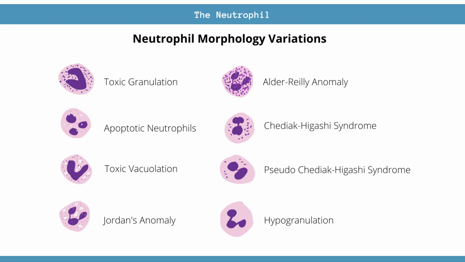In pseudo-Chediak-Higashi syndrome, neutrophils appear similar to those of Chediak-Higashi syndrome. These are mainly found in acute leukemia or a myelodysplastic disorder. In Jordan's anomaly, vacuolation is prominent and widespread due to an accumulation of lipid in the cells. In hypogranulation, neutrophils have sparse or lack cytoplasmic granules. These are present in myelodysplasia.